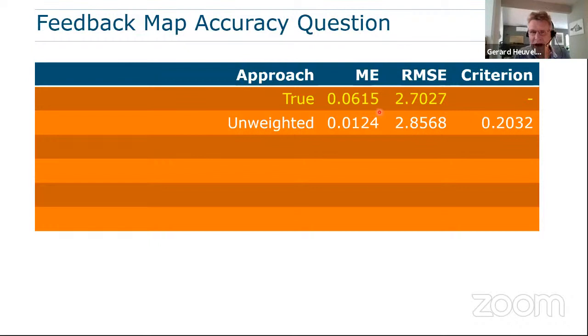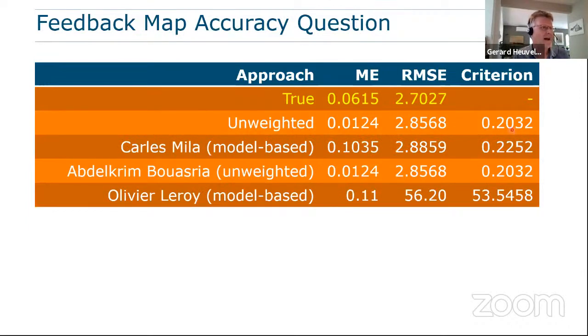So let's see what we got. If you would use an unweighted, naive approach, where every observation is equally important, you would get a criterion value of 0.2032. Now, I got a submission from Carles, from Abdelkrim, and Olivier.